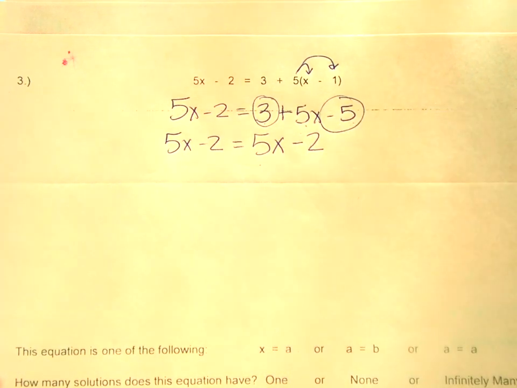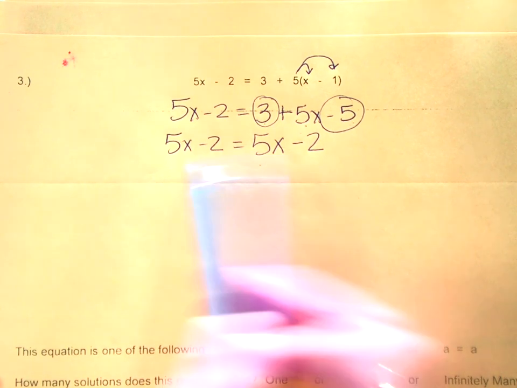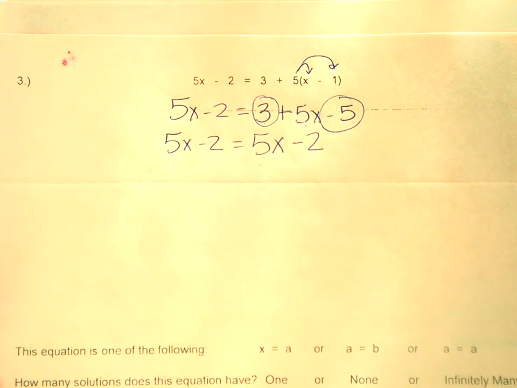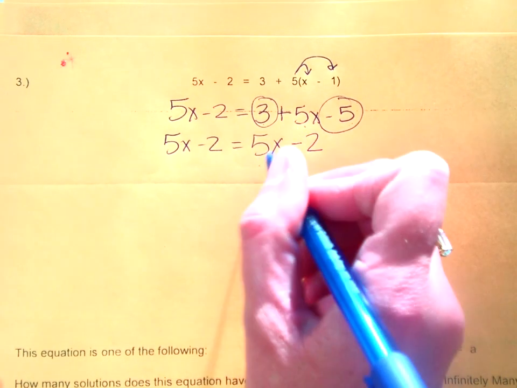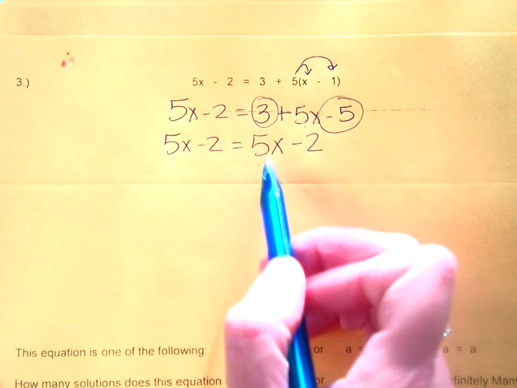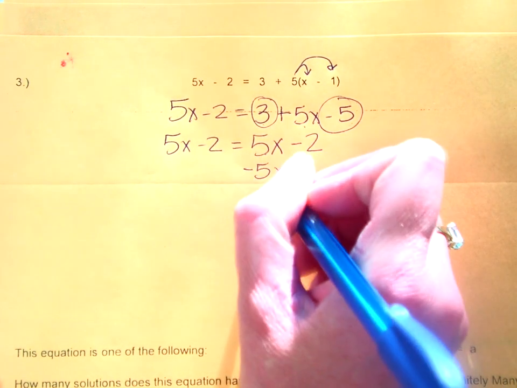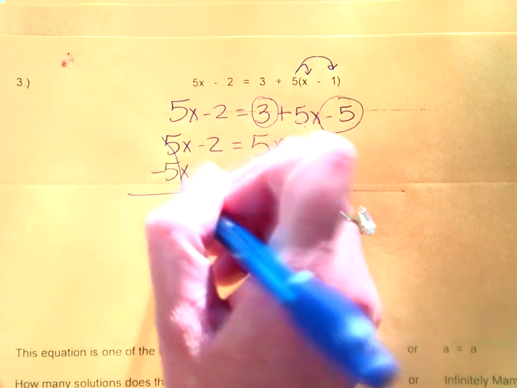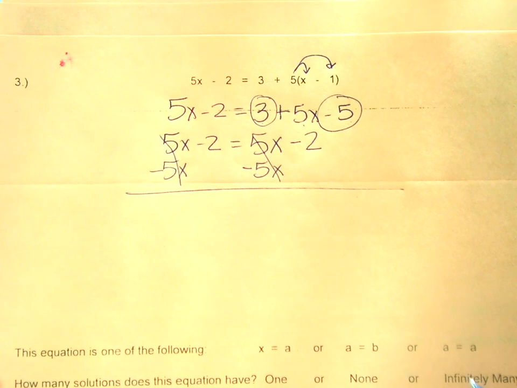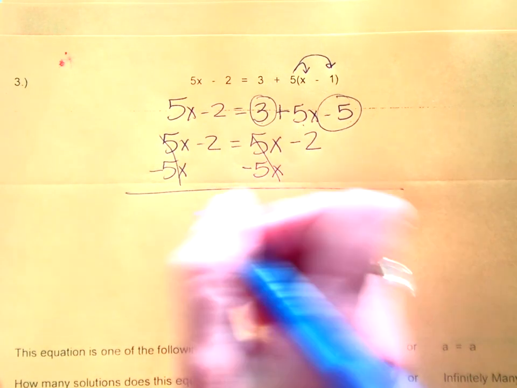And right away, too, you can notice you have exactly the same thing on both sides, right from the start here. Look what's going to happen when I start to get my variables on one side. I'm going to cancel the variable that's on the left, so I would do minus 5x, minus 5x. And again, both of those are going to cancel, and I'm just going to bring down -2 equals -2.